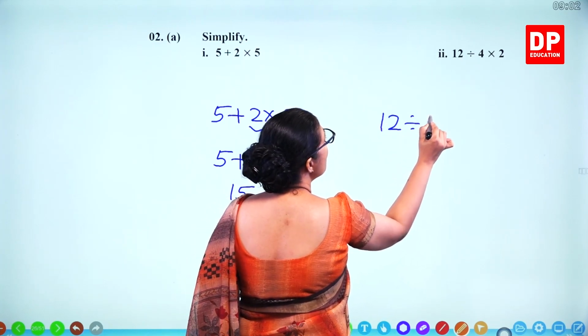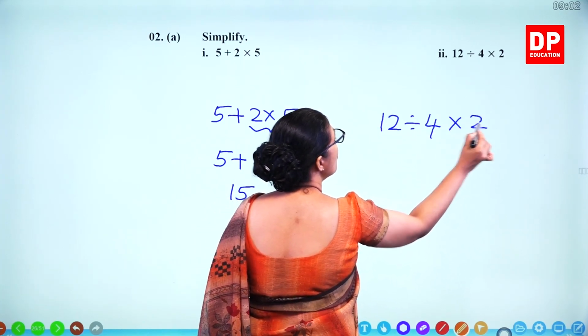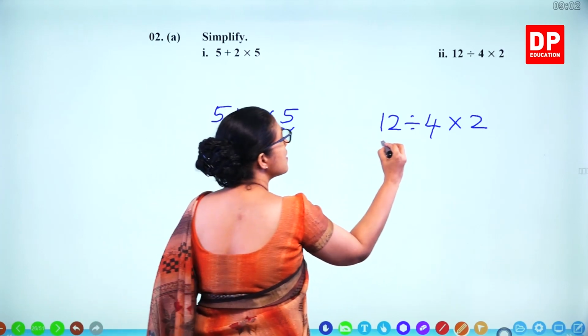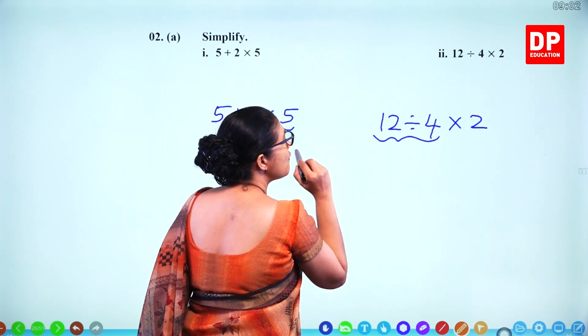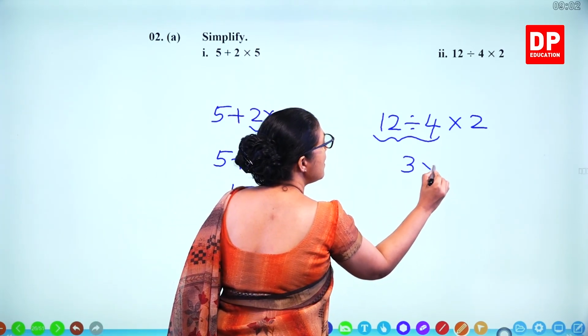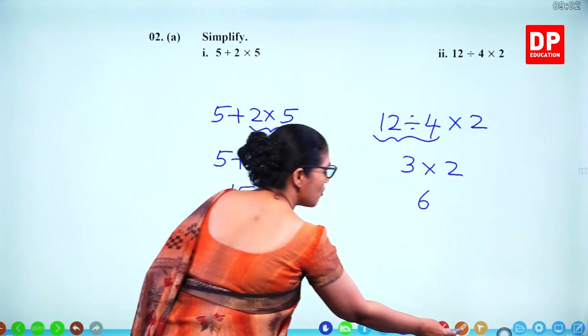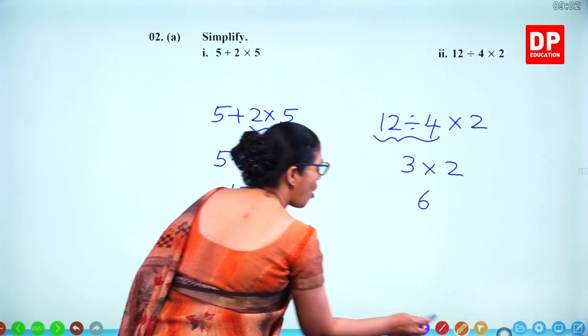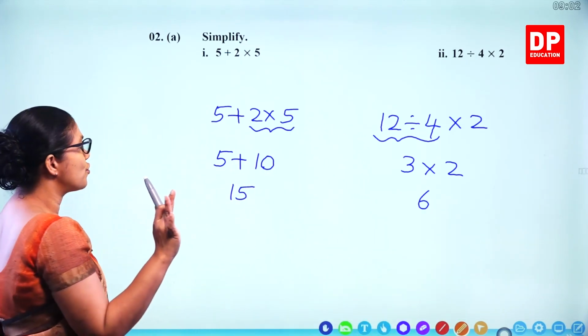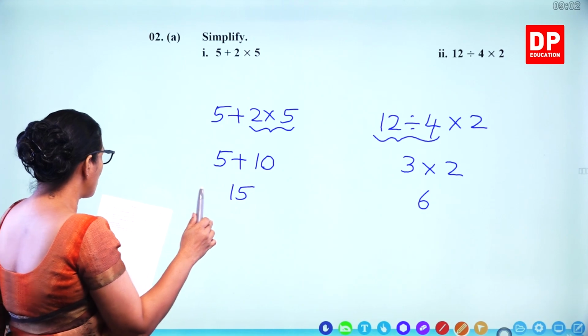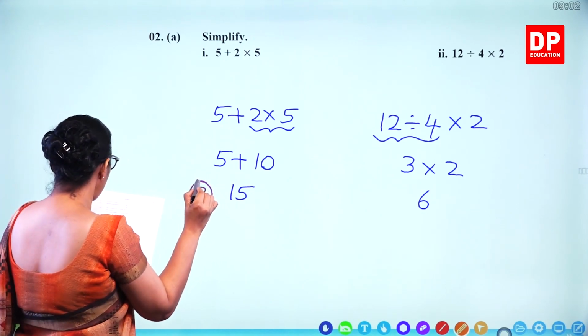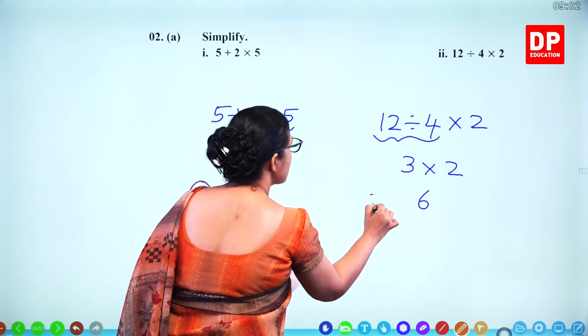What about this one? 12 divided by 4 into 2. From left to right, division first. 12 divided by 4, you get 3. 3 times 2, 6. So you have to make sure, according to BODMAS, from left to right. So 2 marks and 2 marks here.